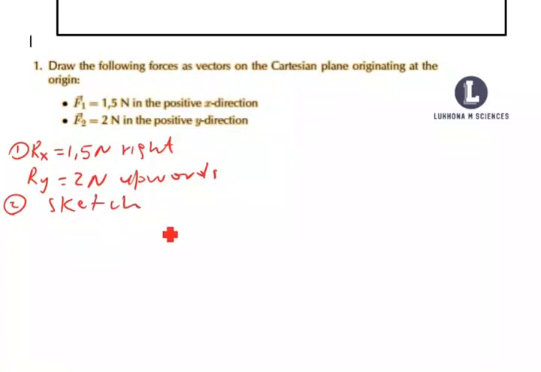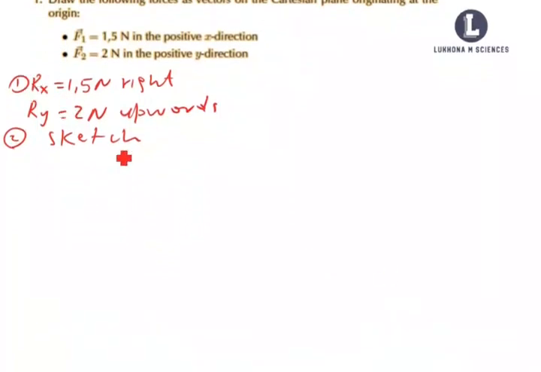So let's sketch this one. So we have the Cartesian plane. In this case, we have positive and positive, so I'll just focus on positive and positive. This is y. This is x. So we have 0 here. 1, 2, 3. 1, 2, 3. Okay. So let's represent this on a Cartesian plane.